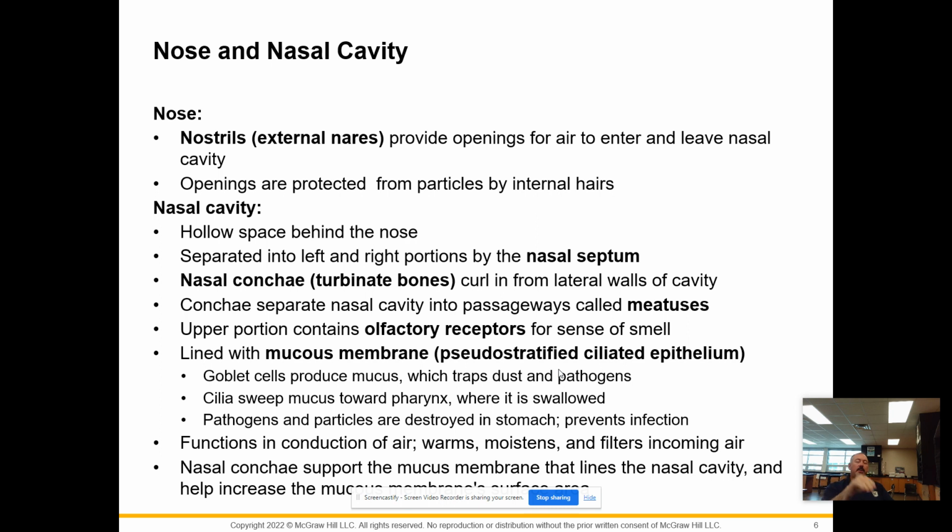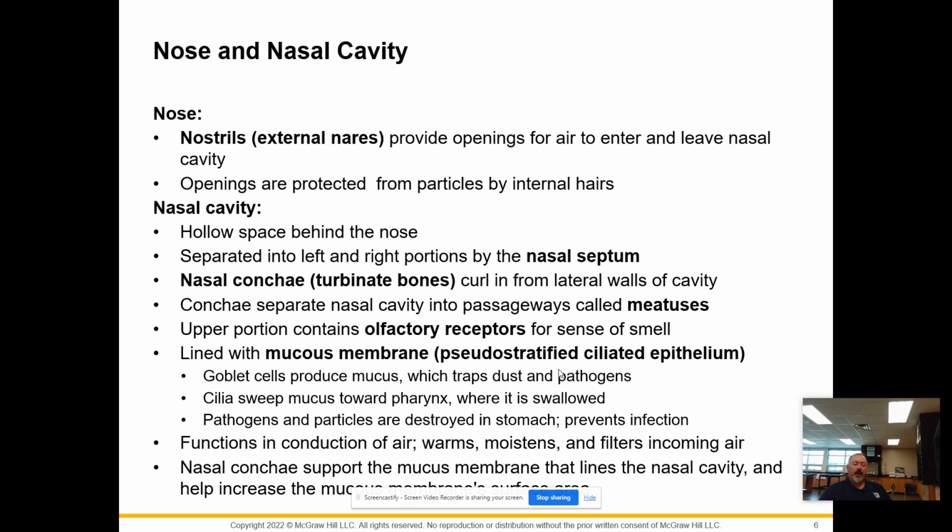Once you get into the nasal cavity, this is going to be the area behind the nose. So the nose is going to be cartilaginous in nature until it goes up to about this point where it reaches the nasal bone. So that's one of the facial bones. If you cut that off, you would look like one of the Marvel characters.